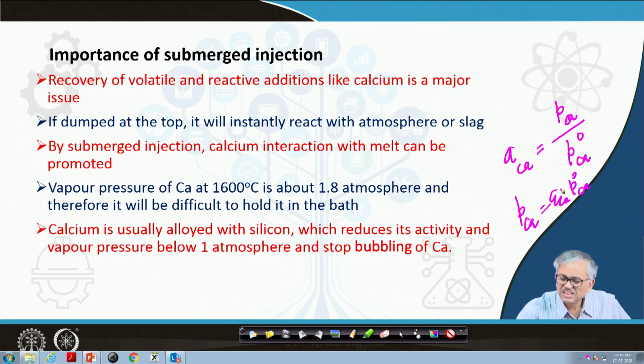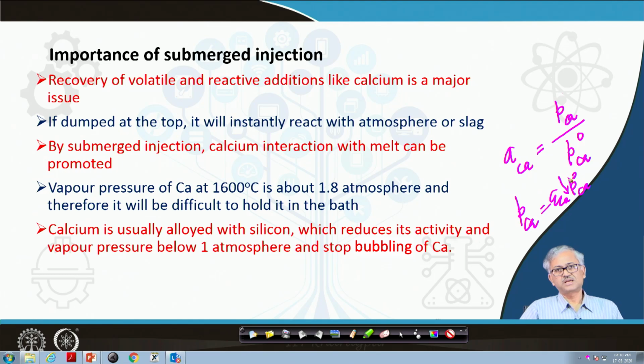So, this activity can be reduced if you alloy it. If you make the alloy, then the activity can be reduced. And if the activity in the calcium silicide is 0.1, then the partial pressure of calcium will be around 0.18 atmosphere.